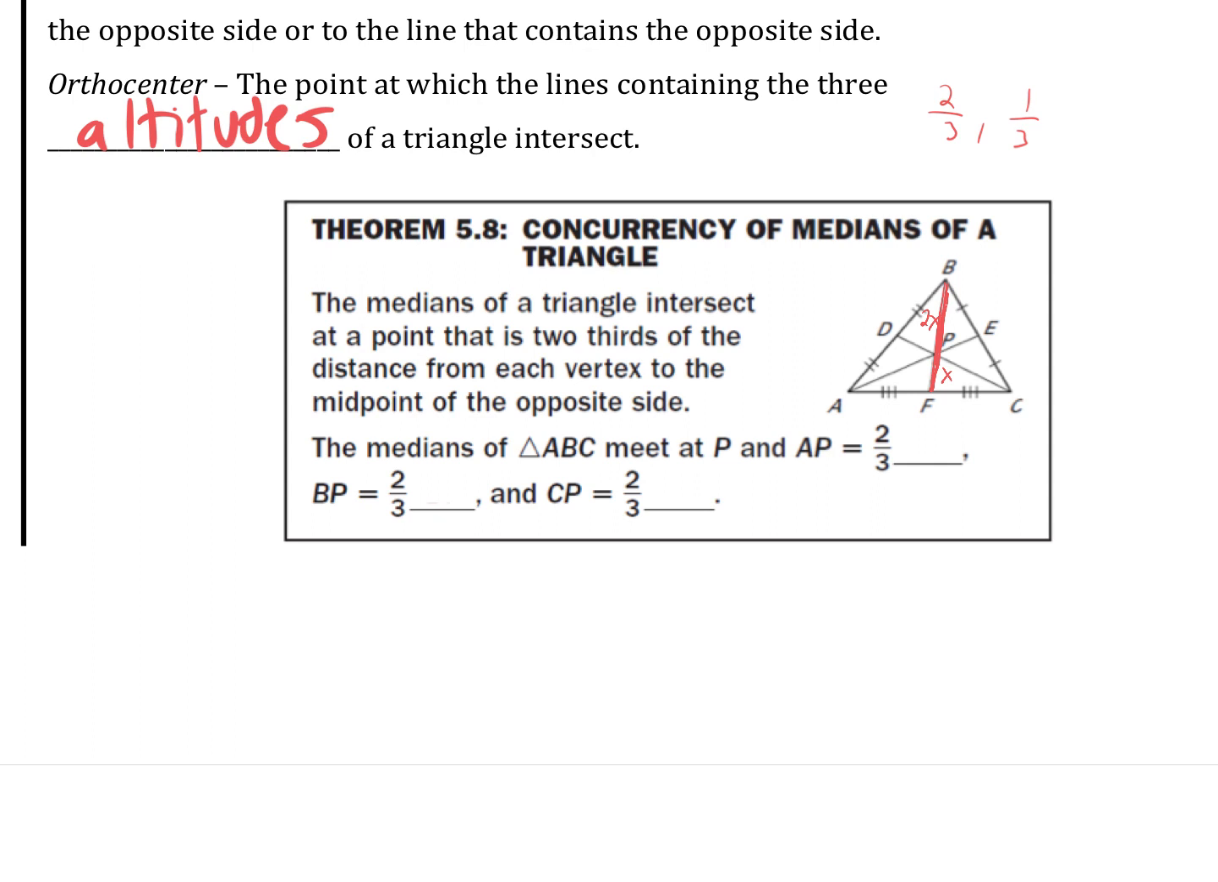So AP equals 2/3 of the entire length, which is AE, or 2x, okay? BP is 2/3 of BF, the entire length, and CP is 2/3 of CB, okay? So I like the 2x and x thing. I think it makes things a little bit easier. But basically, 2/3 of the distance is from the corner to the center, and 1/3 of it is from the centroid to the side.